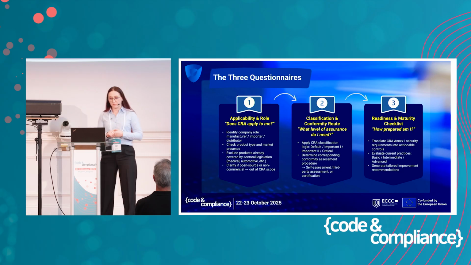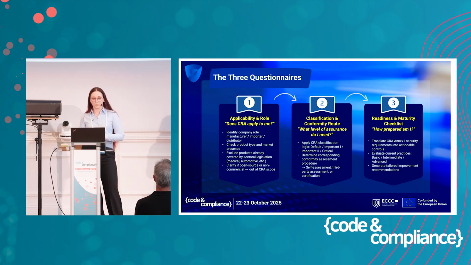But if indeed it's in scope, then you will move to the second questionnaire, the classification and conformity route, where this part is derived from the CRA Article 47 and Annex 3 and 4. You will go through all the questions, and we try to make the questions easy for everybody to understand. Also, and my colleague will show you, we have a small AI integrated that will help you and guide you. If you have any question, or you don't understand something, you will have your help within this app.